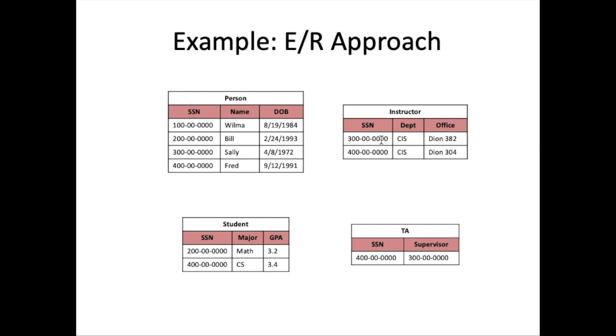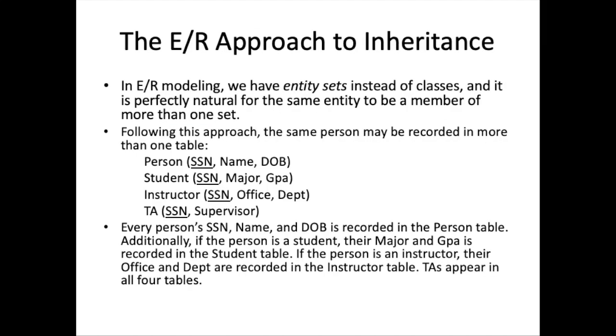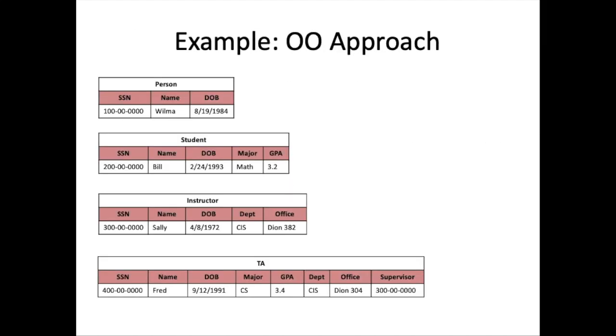And then furthermore, we also have to join, so we're going to match the supervisor number to here. We also have to match the social security number to here to see what the person's name is. So we've got to perform 2 join operations, and that's expensive. On the other hand, if we use the OO approach, then we can just go through the TA table without having to do any joins, and we can find the names of the TAs who work in the CIS department very easily.